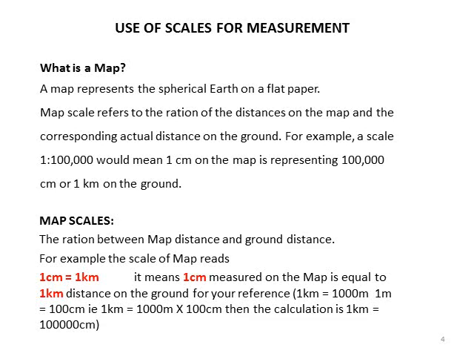If we do the calculation, 1000 into 100 centimeter, how much is it? It comes to around 1 lakh centimeter. So 1 kilometer is equal to 1 lakh centimeter. Everything is cleared now. As I said, it means 1 centimeter measured on the map is equal to 1 kilometer distance on the ground. 1 kilometer is equal to 1 lakh centimeter.